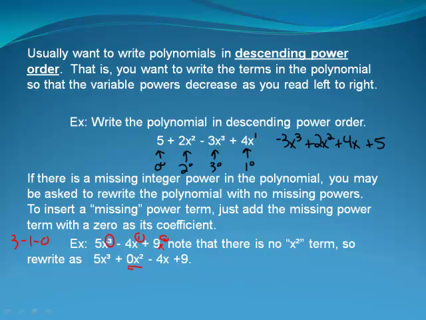So you can put that term in as shown here. You can put that x squared term in by putting a 0 ahead of it. And the reason for that is 0 times anything is just 0. And so really, 5x cubed plus 0x squared minus 4x plus 9 is the same as 5x cubed minus 4x plus 9, which was the original polynomial. Adding or subtracting 0 doesn't change anything.